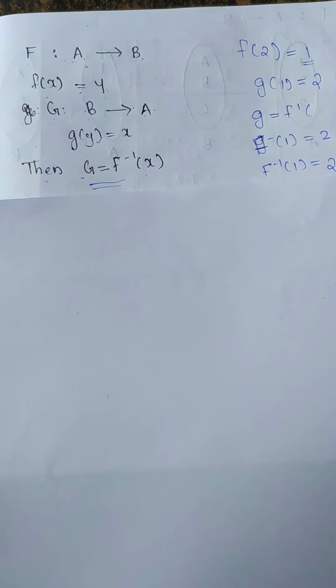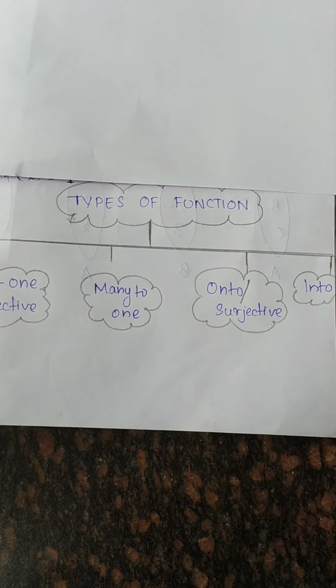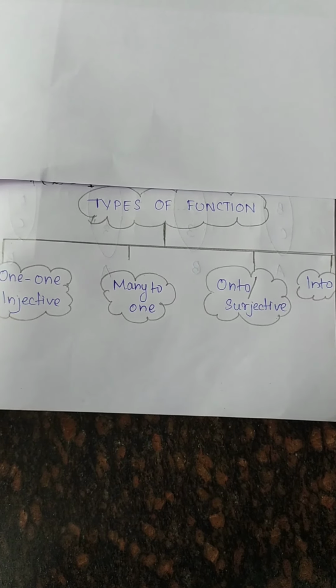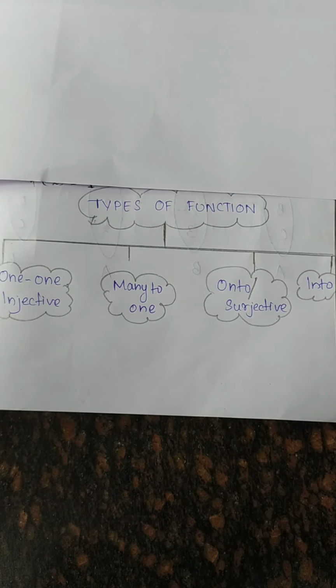Now let's move on to the types of functions that we need to understand for further clarification of inverse trigonometric functions. Before going on to inverse trigonometric functions, we have to know the types of functions. There are 4 types of function: one-one function, in other words the injective function, many-to-one function, onto function, and into function. These are the 4 types of functions.